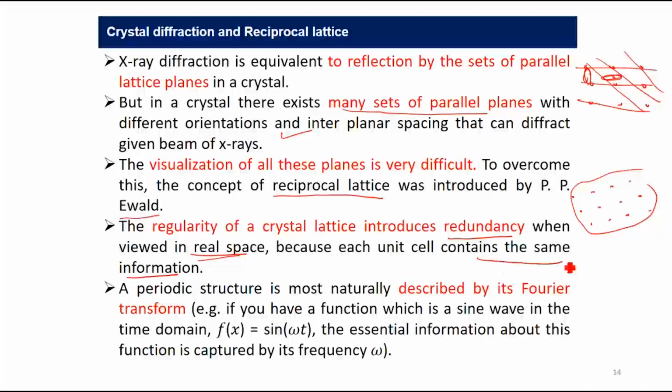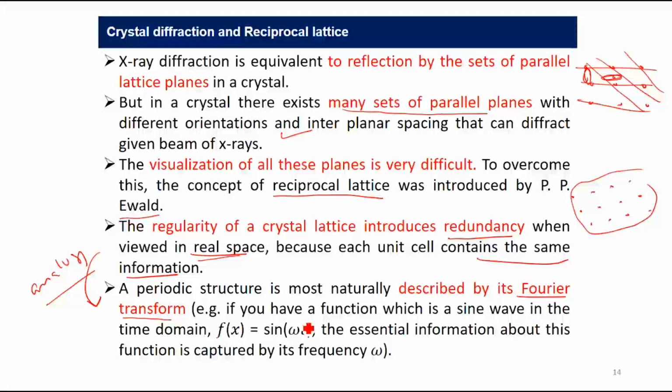Because each unit cell contains the same information, it is redundant. We don't need the entire crystal. So an analogy of this is the following. A periodic structure is most naturally described by its Fourier transform. Fourier transform means taking it from a position space to a momentum space. That's a Fourier transform.